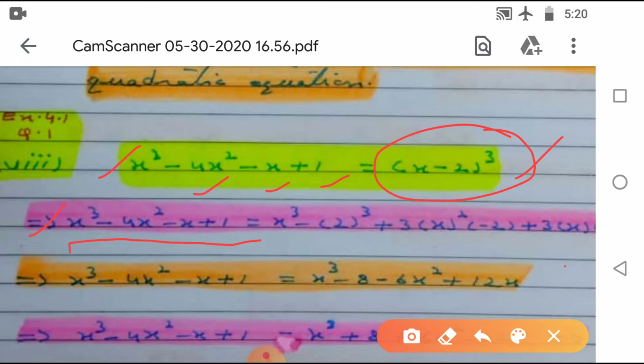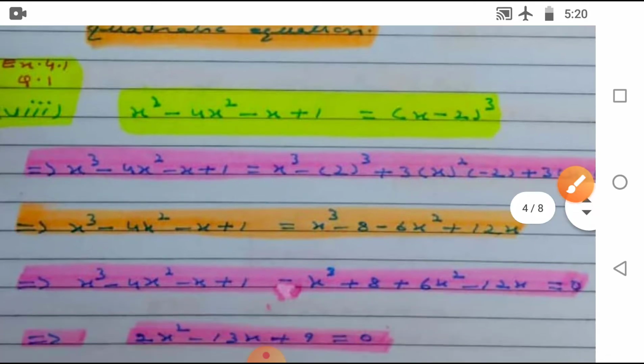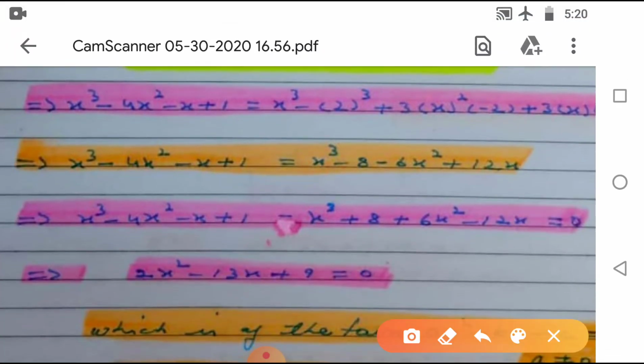So, here when we solve, we open it, (x minus 2) whole cube, it becomes x cube minus 2 cube plus 3 into x square into minus 2 plus 3 into x into (minus 2) whole square. And finally, the equation which comes in front of you, when we solve, we get 2x square minus 13x plus 9 is equal to 0. What is this? 2x square minus 13x plus 9 is equal to 0, right.